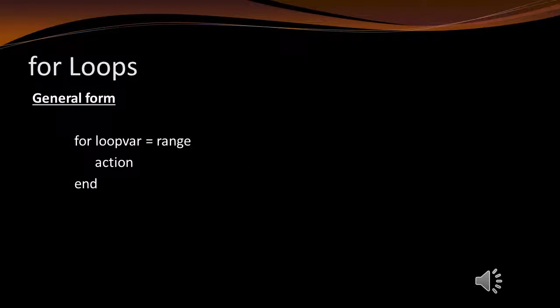A general form of the for loop is as follows. Loop var is the loop variable. Range is the range of values through which the loop variable is to iterate, and the action of the loop consists of all the statements up to the end.